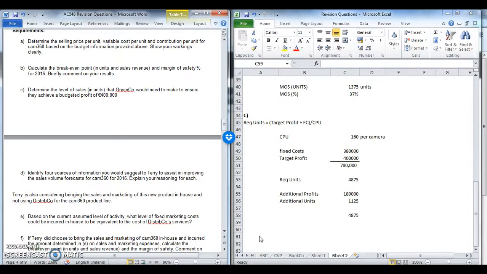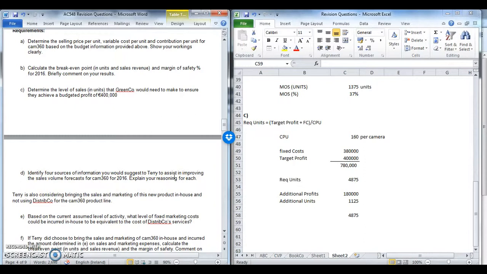The point is, Terry is unsure about the sales forecast because again this is a new product. He's not really sure about the volume forecast. 3750 is the one currently assumed, and he'd like to do a bit more work on it. And you're asked to identify 4 sources of information you would suggest that Terry may use to assist improving the sales forecast, and explain your reasons. That's important. Identify them and explain your reason.